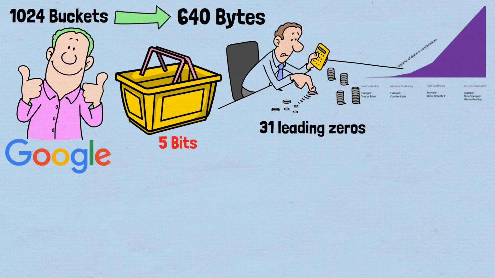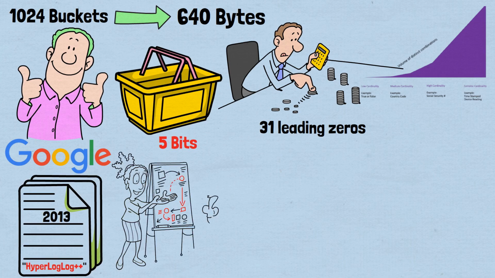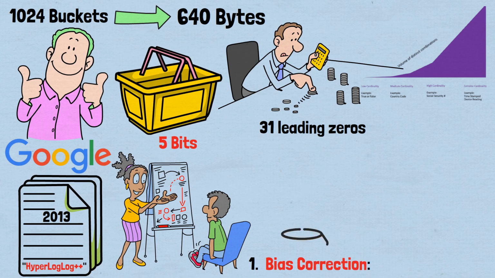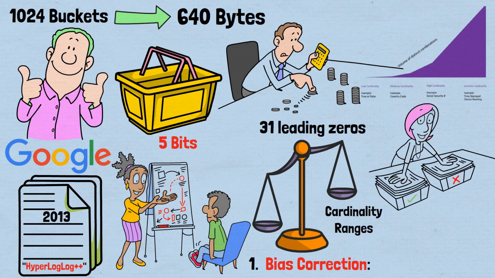Google's implementation of HyperLogLog, called HyperLogLog++, and published in 2013, includes several refinements to the original algorithm. 1. Bias correction. The original algorithm has systematic biases for certain cardinality ranges. Google implemented correction factors to address these biases.